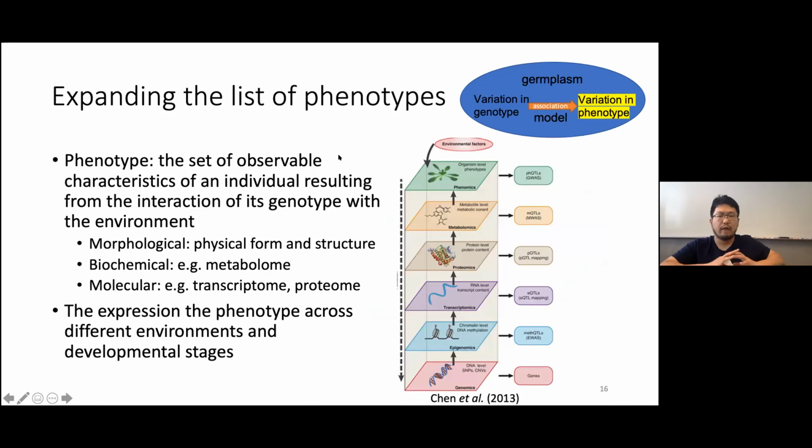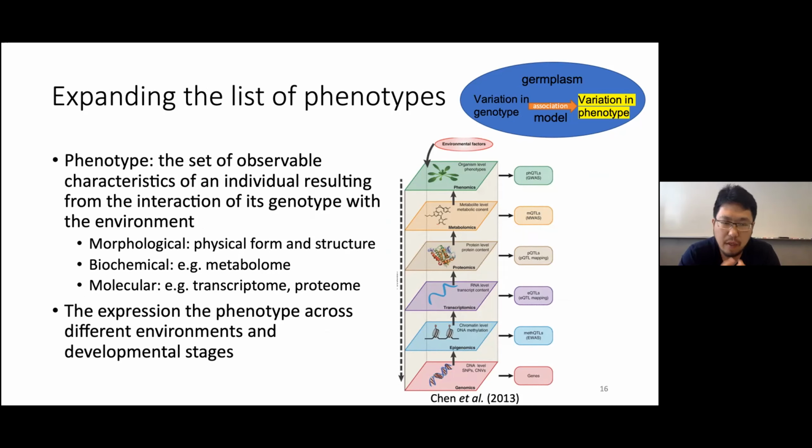All right, we have been talking about the germplasm, the variation of genotypes and the models. Now let's talk about the variation in phenotype. When we think about phenotype, usually we think about the morphological traits, like the plant height, the weight of an animal, like the flowering time, those kind of things. But actually, there are many layers of phenotype. So the definition of phenotype is much more than that.